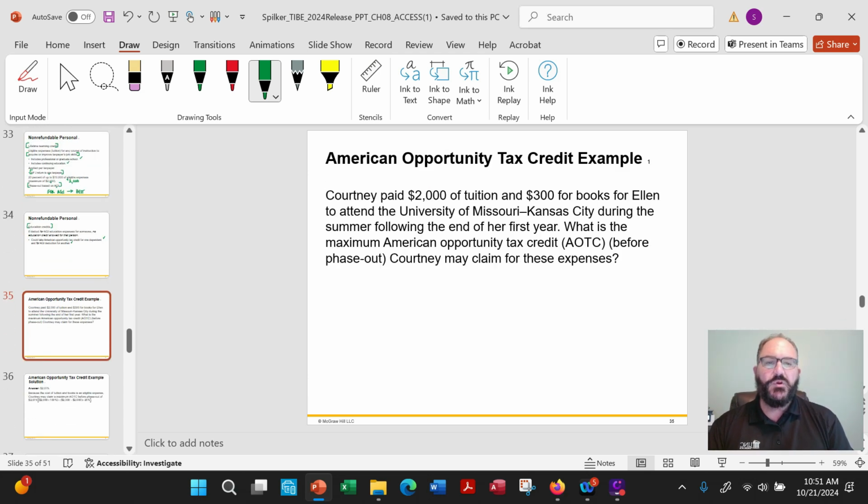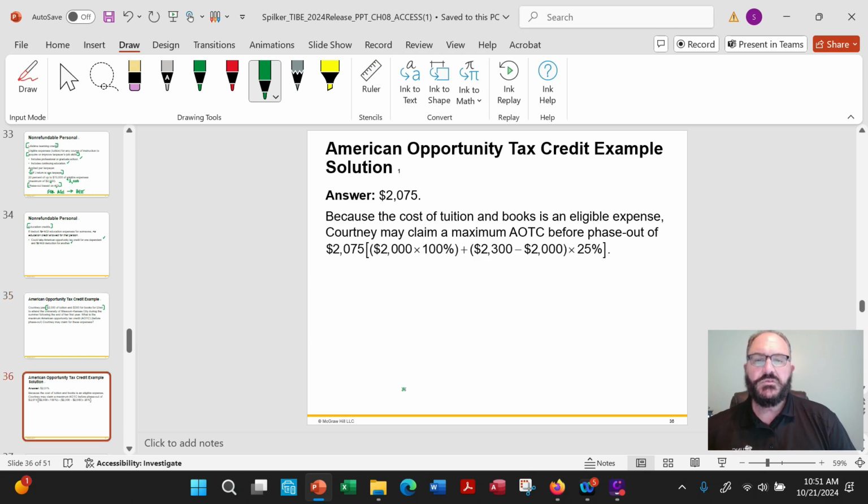All right, here's an example, American Opportunity Tax Credit. Courtney paid $2,000 in tuition and $300 for books for Ellen. She attended University of Missouri, Kansas City. What is the maximum American Opportunity Tax Credit before phase out that Courtney may claim? $2,075. Why? The first $2,000 is 100%, and then they spend another $300. 300 times 25%, there's your $75, and here's your $2,000. Okay, pretty straightforward.